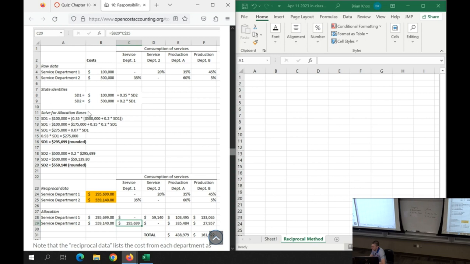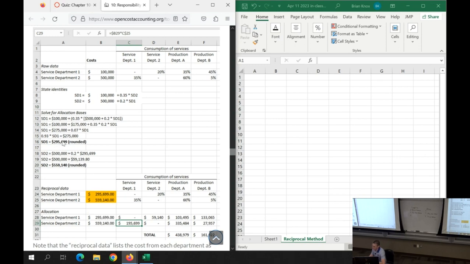So this first line here is just a restatement of this original top equation, but with SD2 replaced by the right side of the bottom equation. You solve it through and you end up with SD1 equals 295,699, which is right here.